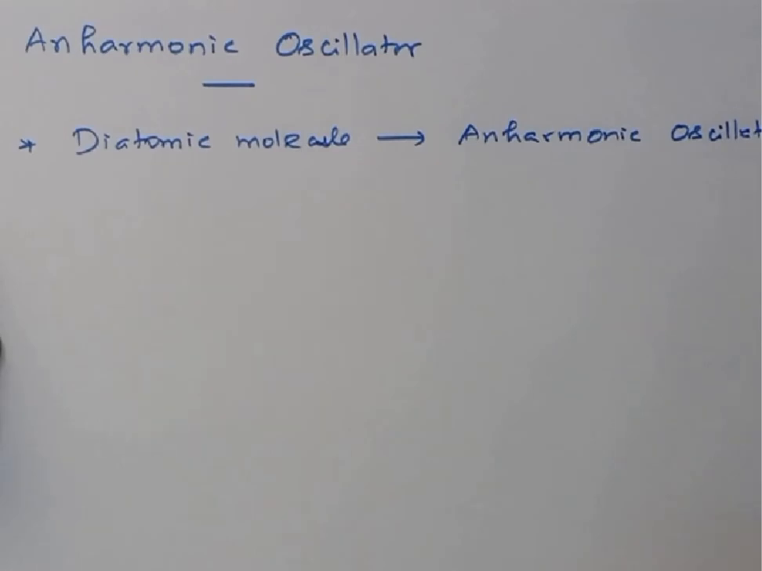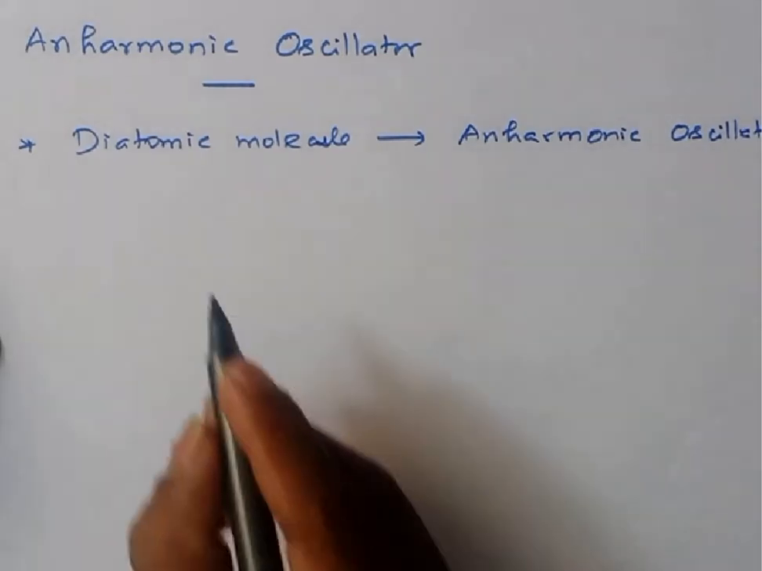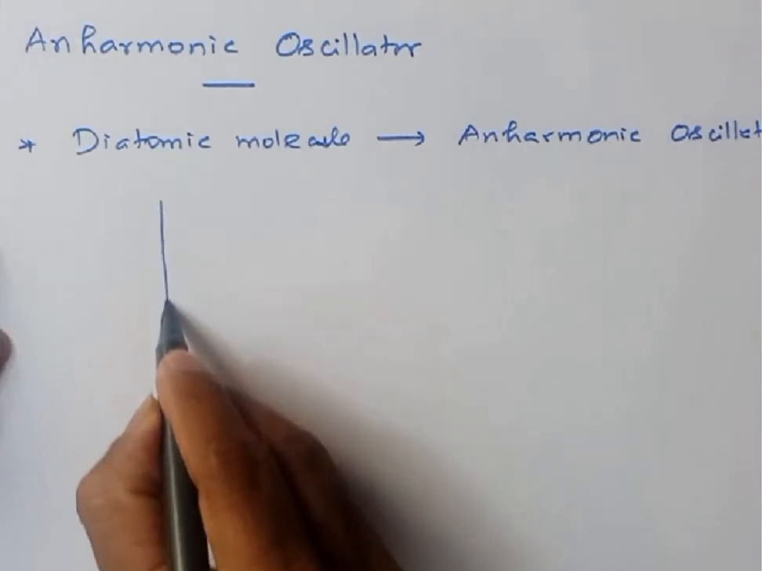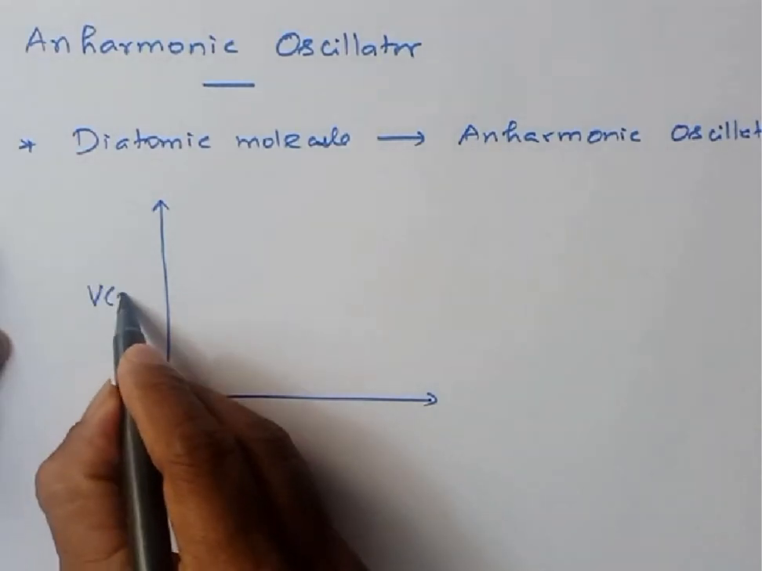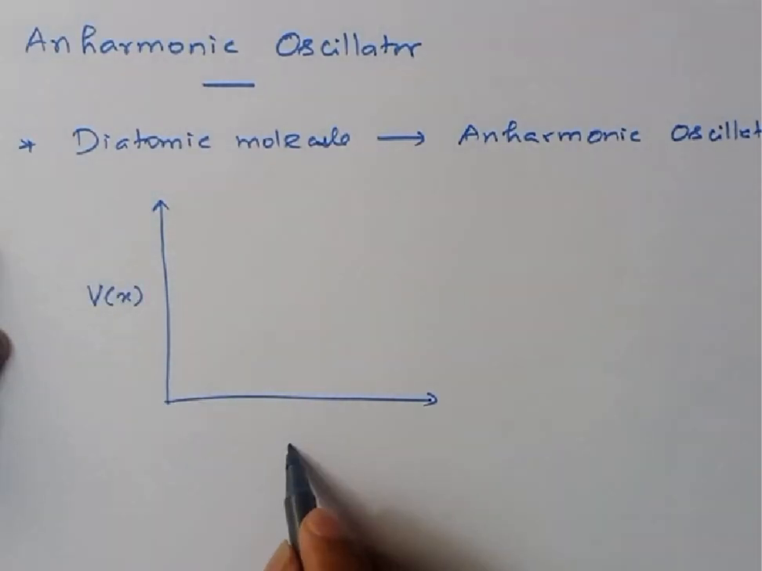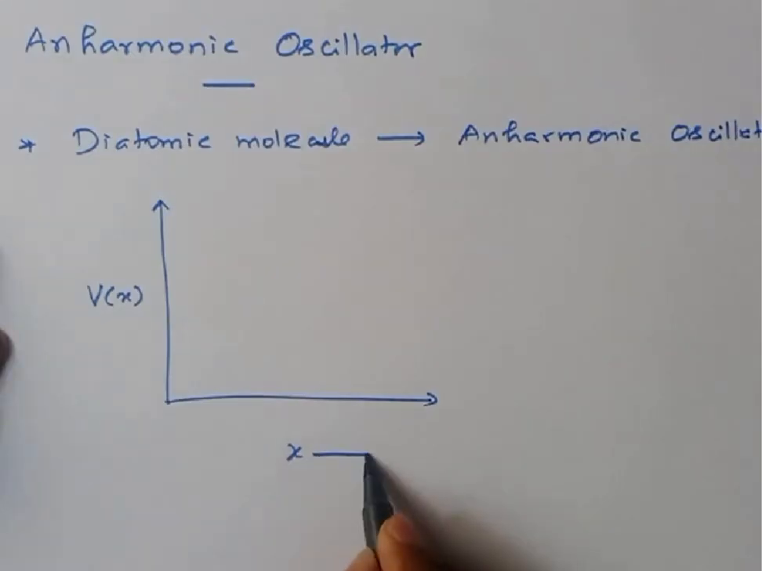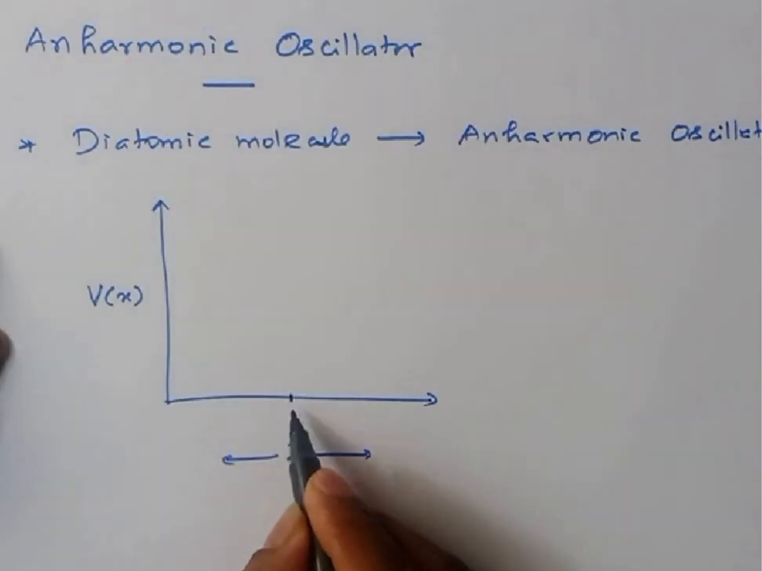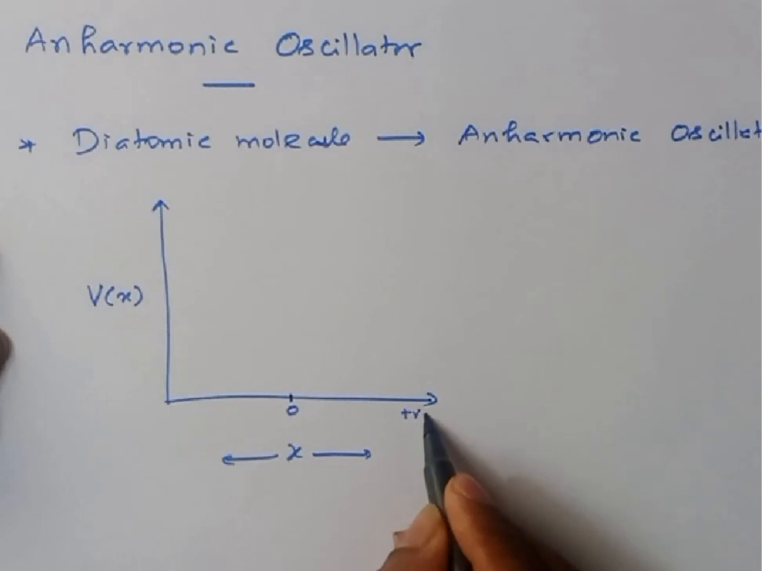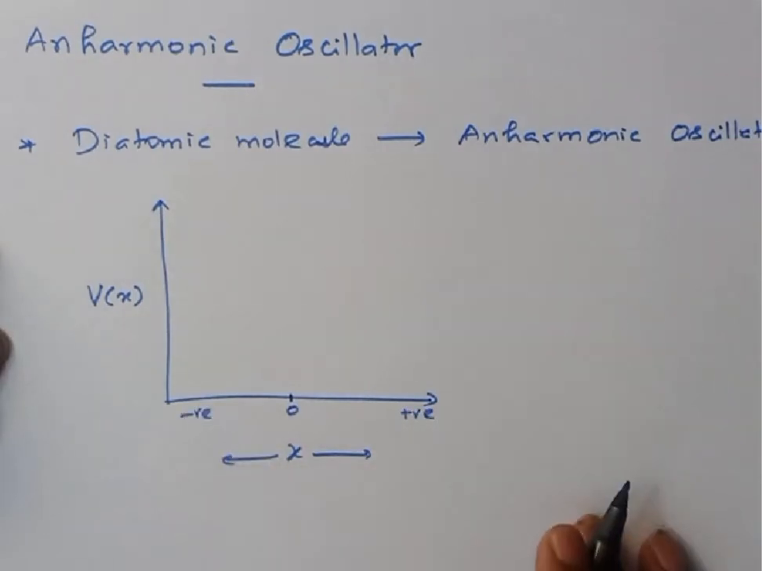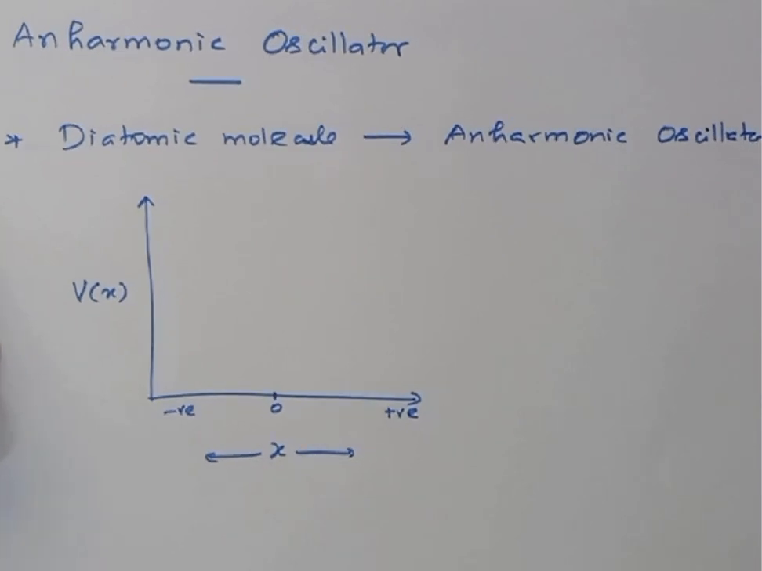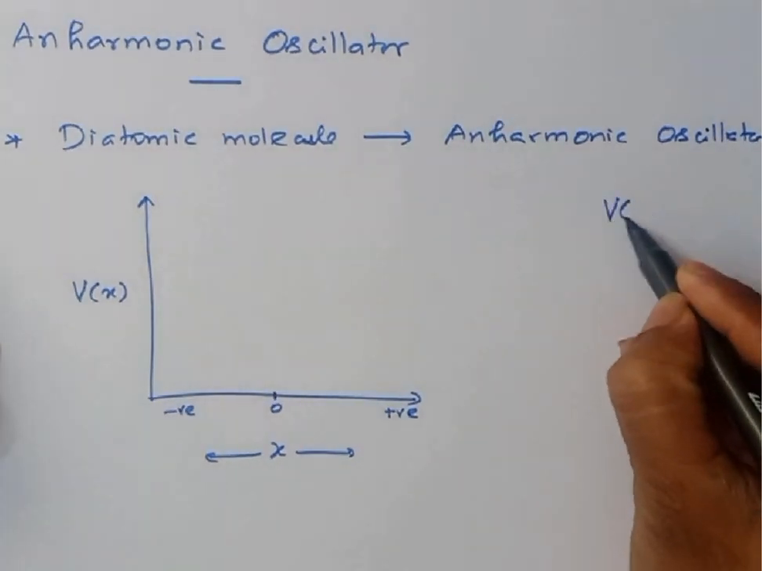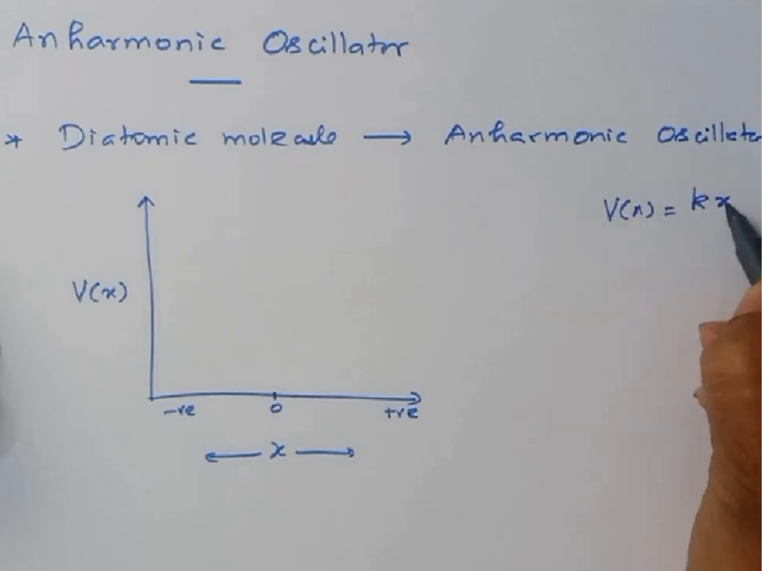Anharmonic oscillators are those for which, if you plot potential energy on the y-axis versus displacement on the x-axis, suppose you take this as x equal to 0, this side x is positive and this side x is negative. In the case of a simple harmonic oscillator, potential energy is equal to kx square by 2, where x is the displacement.